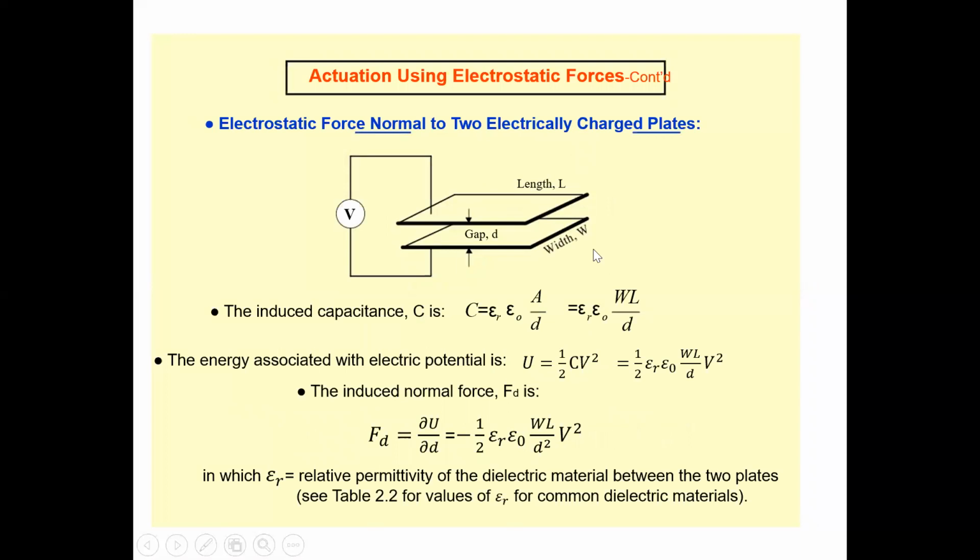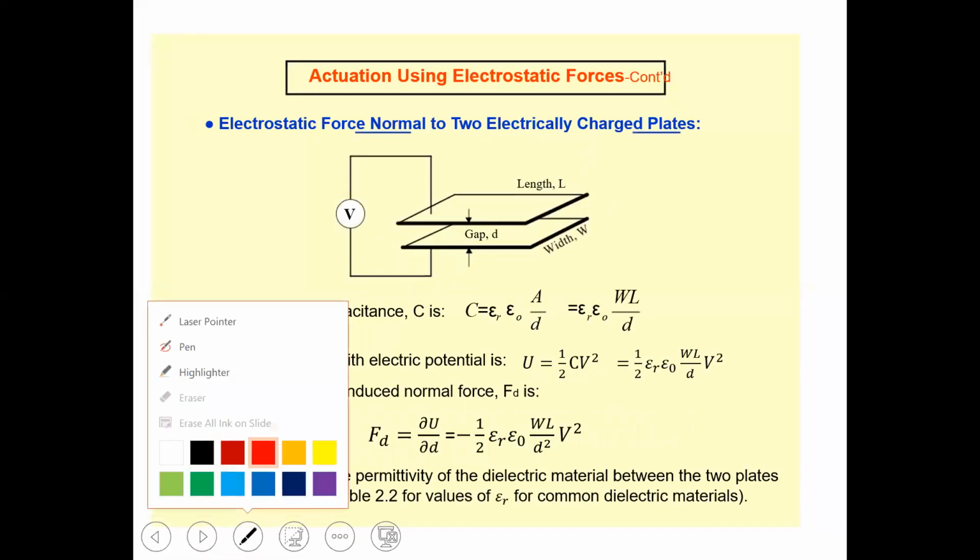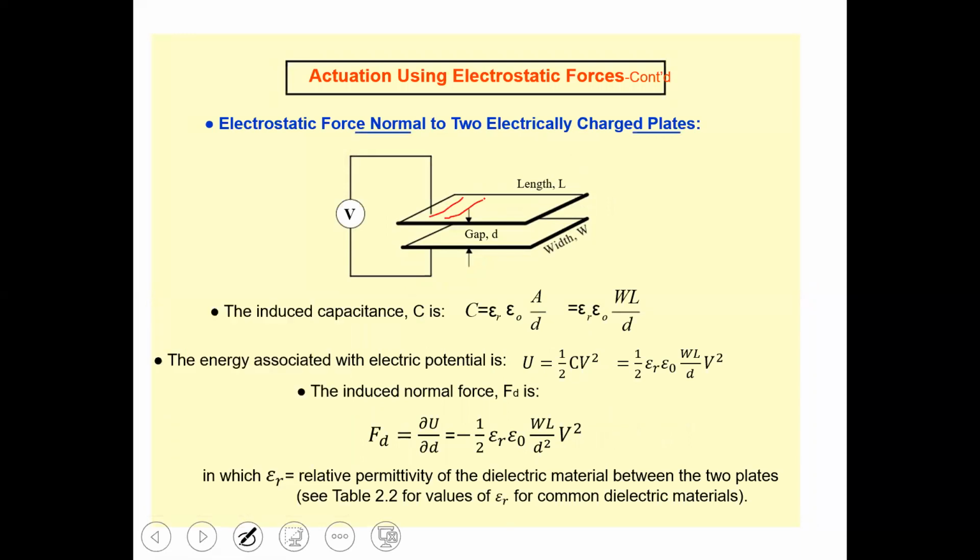Now we have two plates, one here and one here, and their length is L and their width is W. Now the induced capacitance, we know, is epsilon A over D, the area over the distance between them. This is the gap between them, and you have the area.